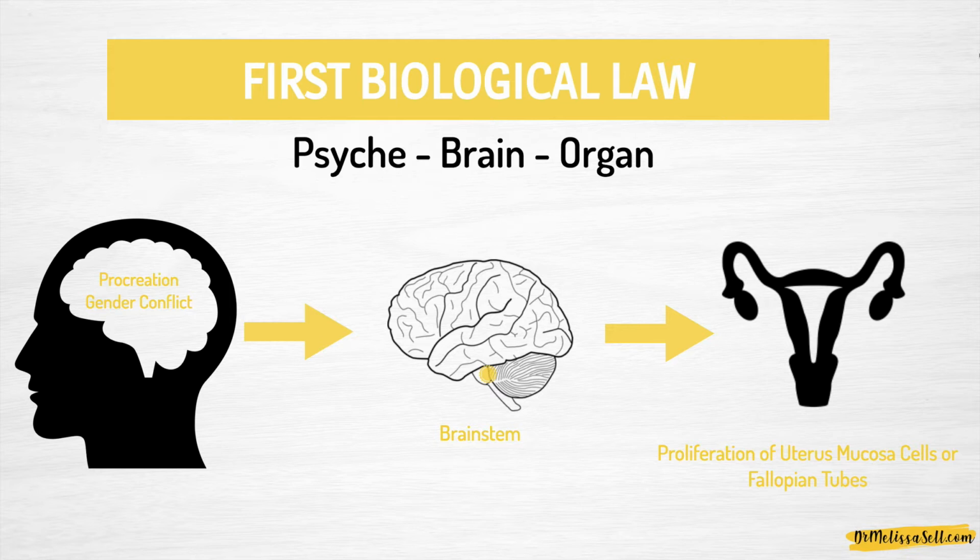So again, your body, your nervous system is all extremely sensitive to the experiences that you're having. So a procreation or gender conflict, that's a different biological program than a death fright conflict. And so your body immediately perceives this, immediately knows, okay, if she's having this conflict, this is the biological program that is just automatically programmed into the human body to activate. And so there'll be an impact in the brainstem, and then there'll be proliferation of the uterus mucosa cells or fallopian tubes.